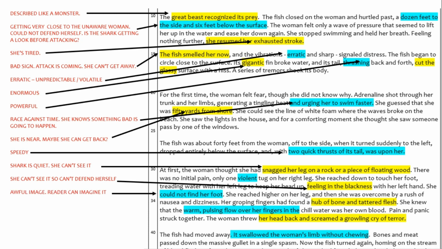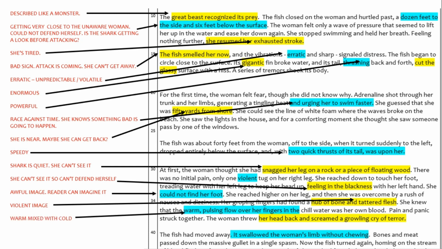It's a really short sentence used for effect, very matter of fact, but it's also a really awful image that we could imagine being there as readers. "Hub of bone and tattered flesh." So tattered basically means that it was torn into pieces. "Warm pulsing flow over her fingers." So warm mixed with cold is almost like an eerie feeling.